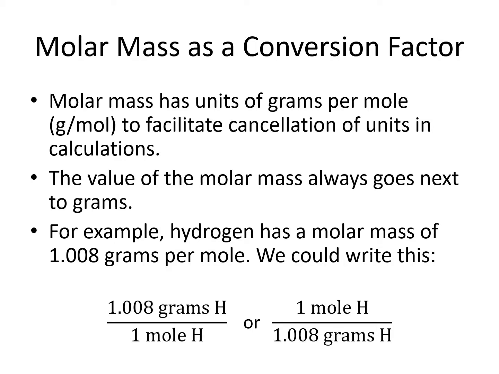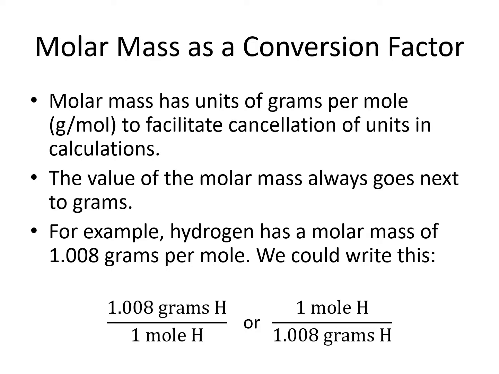We can use molar mass as a conversion factor. Anytime you are going between grams and moles, or vice versa, you will use molar mass as the conversion factor. We use the units of grams per mole for molar masses to make it easier to cancel out our units. In our calculations, the molar mass always goes next to grams, and 1 will go next to mole because molar mass is the number of grams that is equal to 1 mole of a substance.